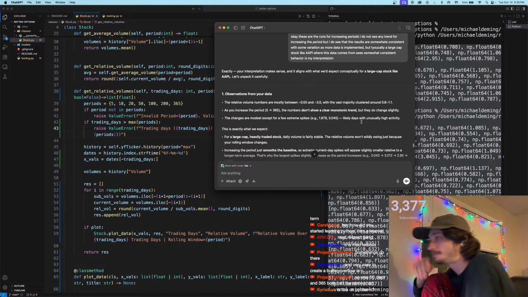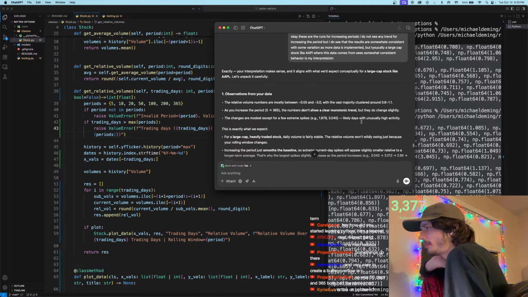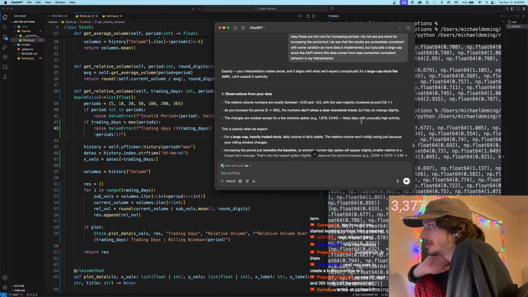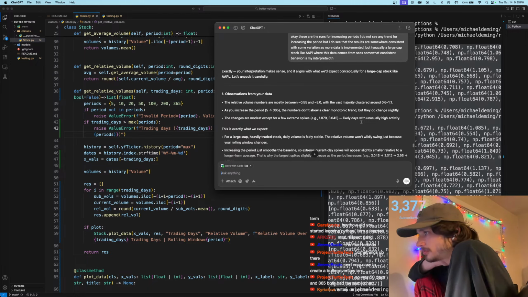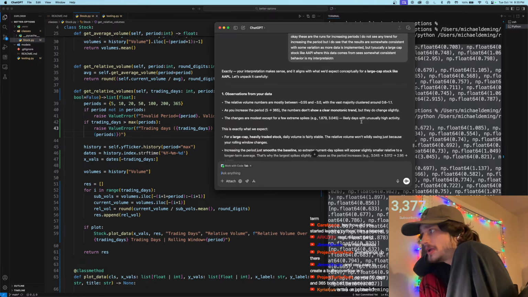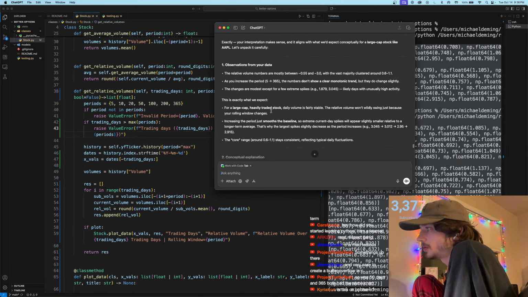All right. The relative volume numbers are mostly between 0.55 and 3, with the vast majority clustered around 0.6 and 1.1. As you increase the period from 5 to 365, the numbers don't show a clear monotonic trend, but they do change slightly. The changes are modest except for a few extreme spikes, likely days with unusually high activity. This is exactly what we'd expect. For a large cap, heavily traded stock, daily volume is fairly stable. The relative volume won't widely swing just because your rolling window changes.